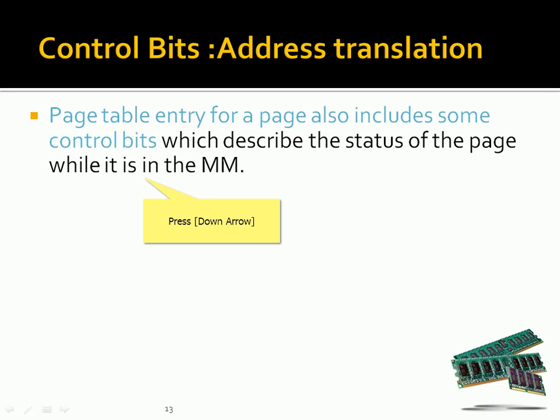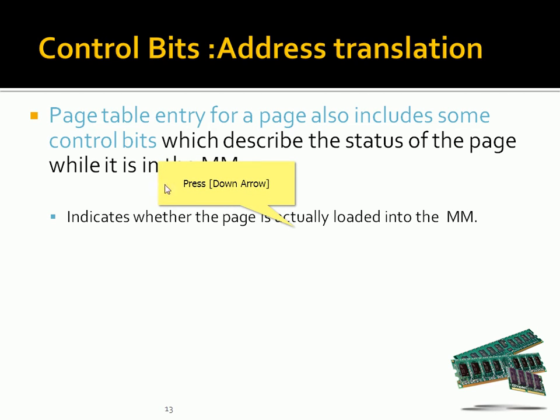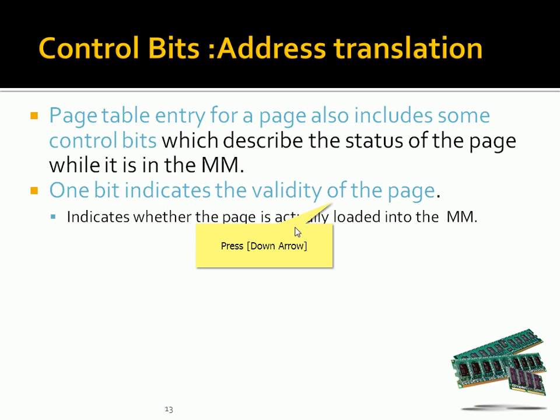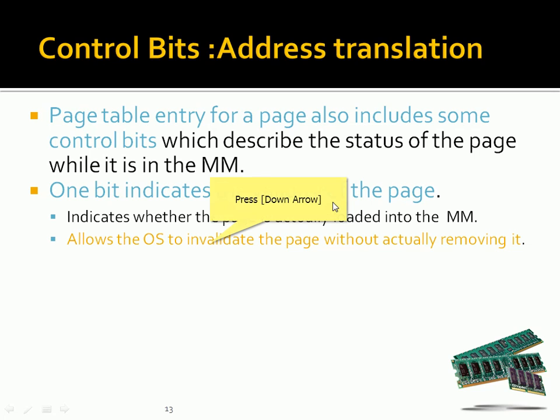The page table entry for that page also includes some control bits. The control bits, which we saw in the previous diagram, describe the status of the page, showing that the page is actually loaded into main memory. One bit indicates the validity of the page, that is, whether it is currently located in main memory. It allows the operating system to invalidate the page without actually removing it. So the OS invalidates the page without disturbing it in main memory, and just updates the status bit.